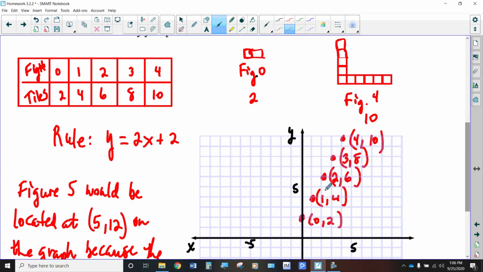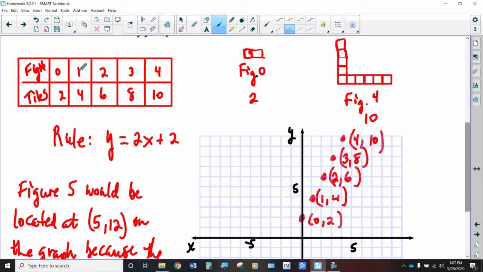So when we plot those points on a graph, notice I didn't connect the dots this time. That's a discrete graph because we're not dealing with any figures in between the 0, the 1, the 2, the 3, and the 4. The growth rate is growing by 2 every single time, and the starting point was at 2. So, just think about our silent board game.